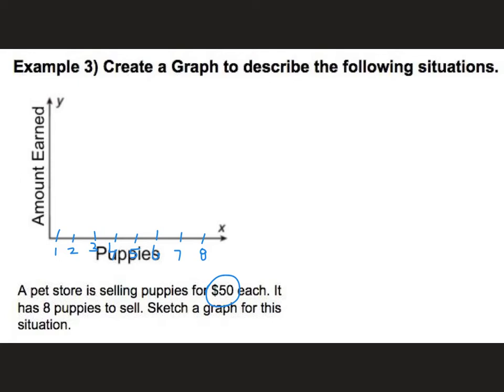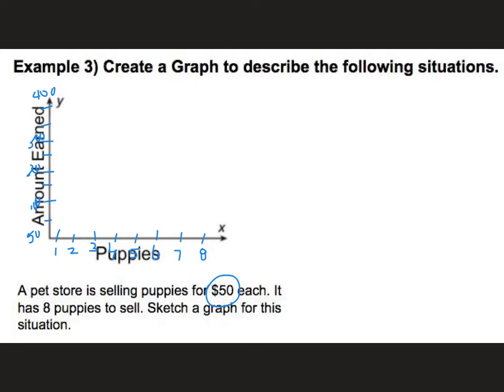And money, we're going up. We have 50, and then we'll go 100, 150, 200, 250, 300, 350, 400. Okay, take a second and fill in your graph as you think this graph would be created to describe this situation.